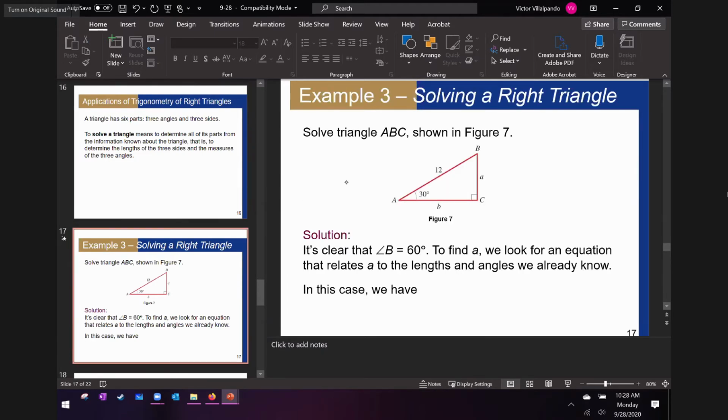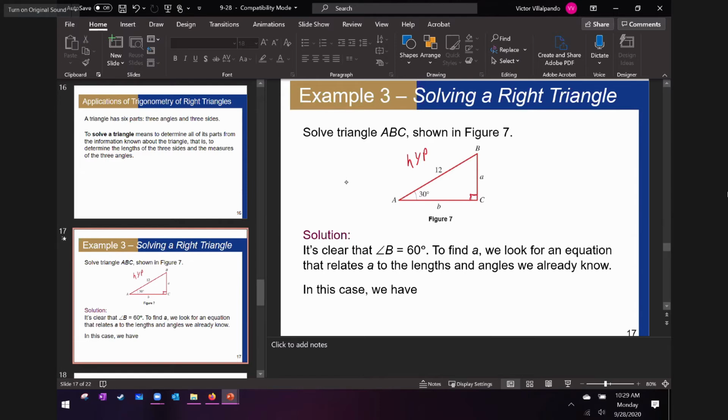So in this particular triangle, we have A, B, C. Let me erase that. What do we know about the triangle shown below? I haven't even read the question, but I like to dissect what I have first. I know my hypotenuse is 12. I don't know my legs, A and B. I know this angle is 30 degrees, and I know this one is 90 degrees.